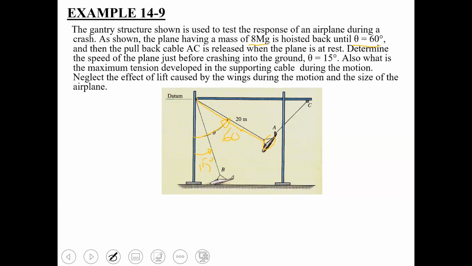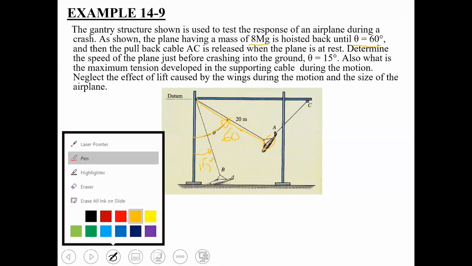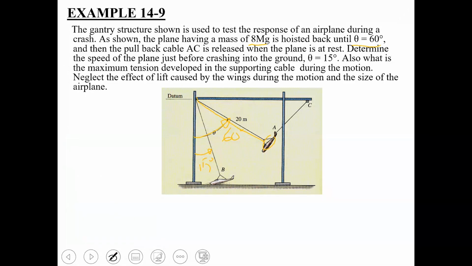You need to find out two things. The first thing which you need to determine is with what velocity the plane is going to crash into the ground. So आपने एक तरह से VB जो है वो determine करनी है, which is the velocity with which this plane is crashing into the ground. And the second thing which you need to determine is the maximum tension developed in the supporting cable during this motion. We are going to neglect the effect of lift caused by wings during the motion as well as the size of the airplane. So we need to take it as a particle. Is the question clear to all of you?